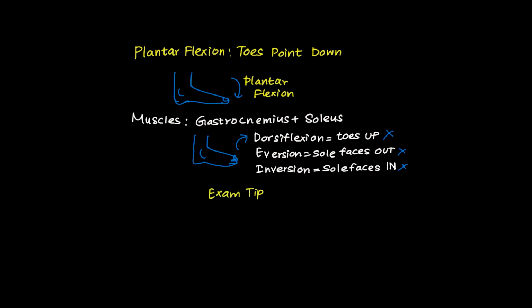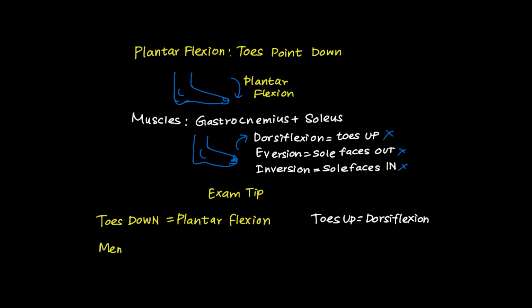Here's a WGU D312 OA exam tip for you. Toes down equals plantar flexion, toes up equals dorsiflexion. Think of it this way, you plant your foot on the floor during plantar flexion. Quick hook, plantar equals plant your foot down.